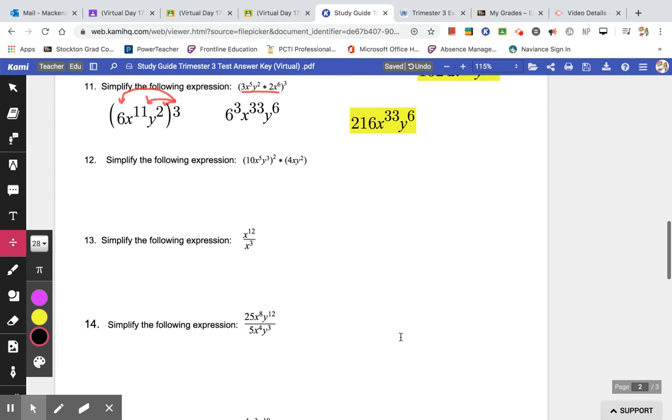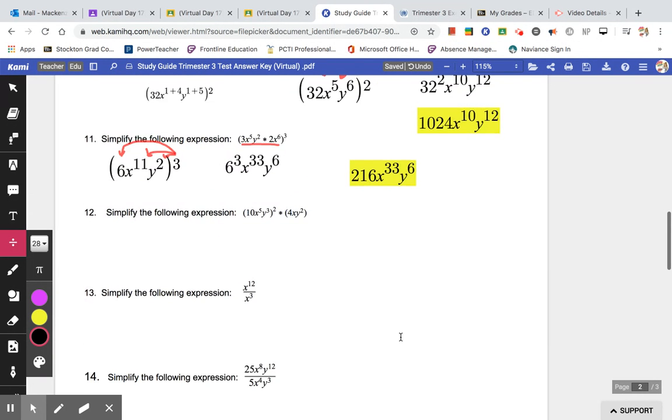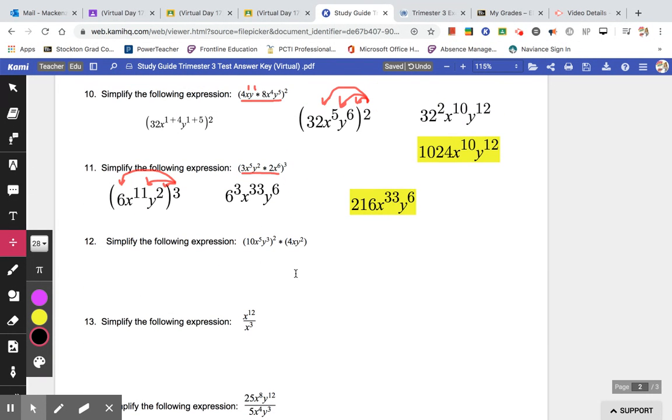Okay, so now we have 12. 12 will probably be one of the harder problems that we have because there's actually a lot more simplifying we have to do, but still we know how to handle it. So what I would do first is I would just simplify this part of the expression, because notice how it has 10x to the 5th y cubed all to the 2nd power. We can simplify this by just using the power to power rule. So what that would look like is distributing this 2 into everything on the inside.